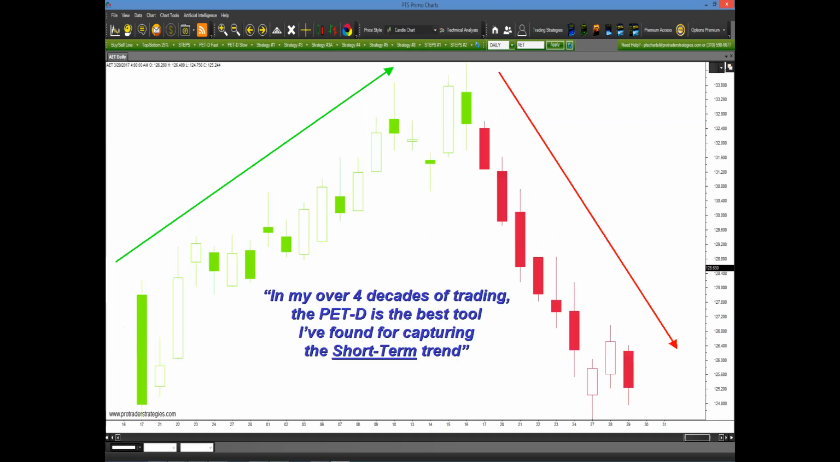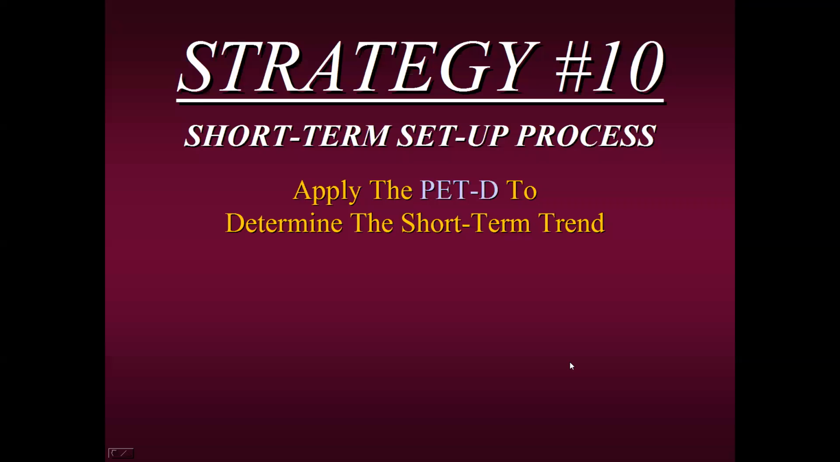It's a color bar algorithm that once you apply it, it will turn bars green when it discerns that you're in an uptrend, and it will color them red when you're in a downtrend. So you see how we knew well in advance that we were in an uptrend, and we knew well in advance when the market changed directions. So as it says, in my over 4 decades of trading, the PET-D is the best tool I found for capturing the short-term trend. So this is what we're going to apply to our trading to tell us whether we're in a short-term uptrend or a short-term downtrend.